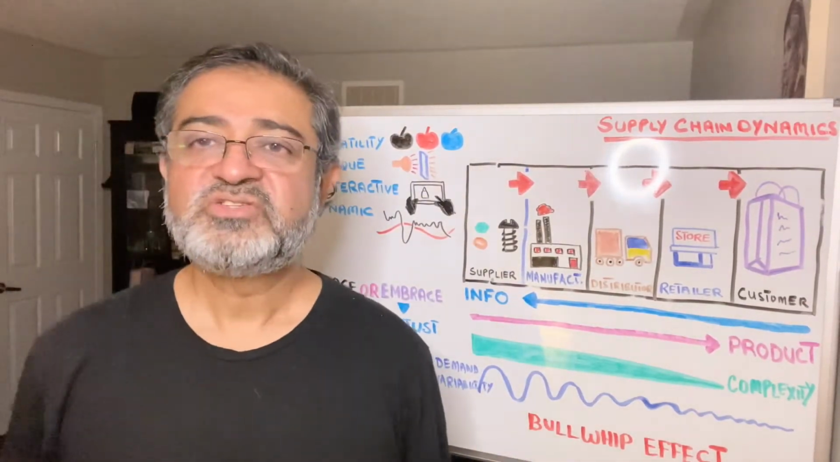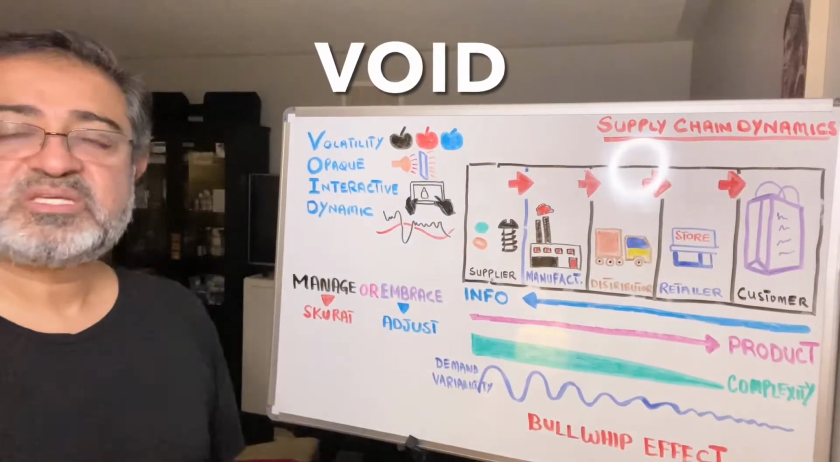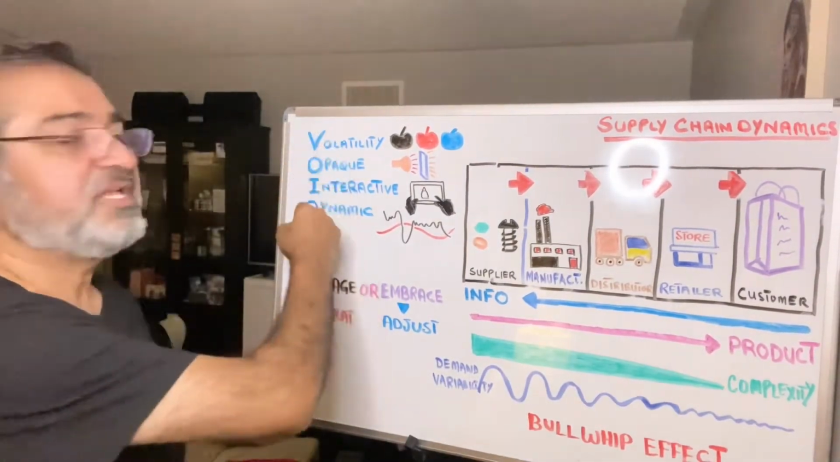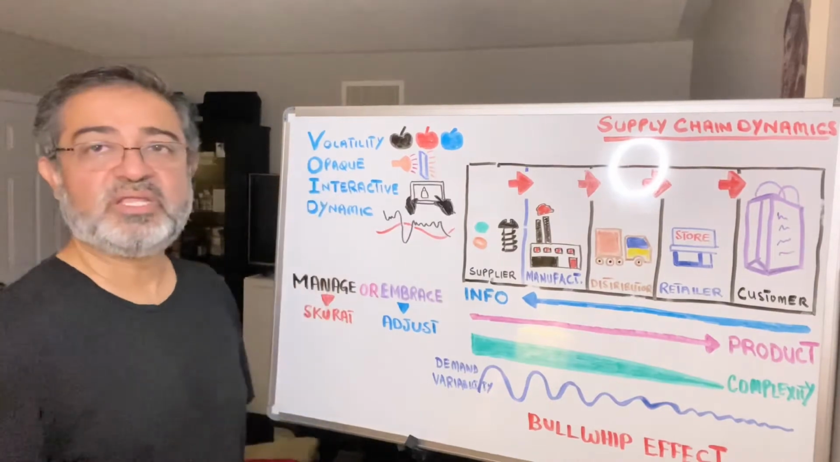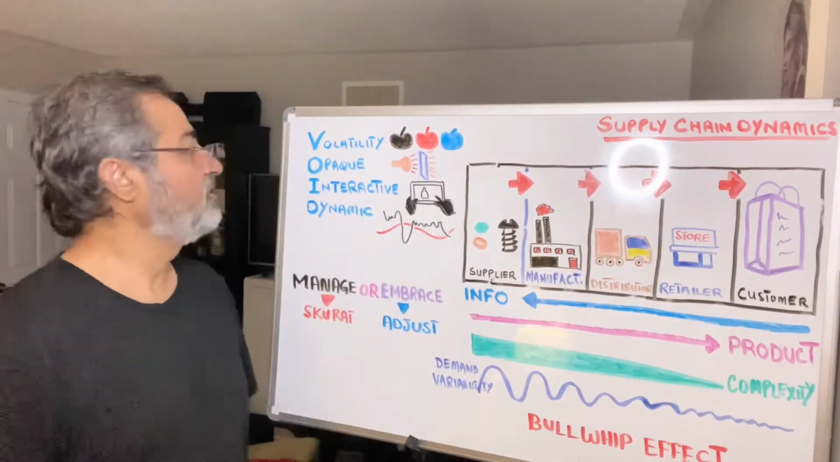Hello. I'll try to explain supply chain dynamics in a few minutes here. Supply chain dynamics means discussing these four criteria: volatility, opaqueness, interactive, and dynamic.